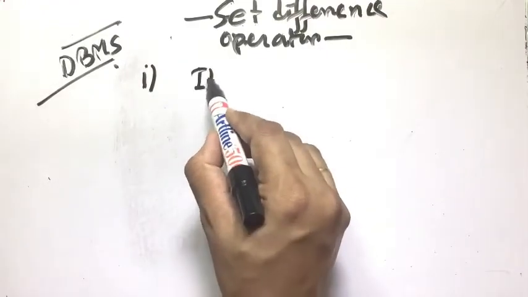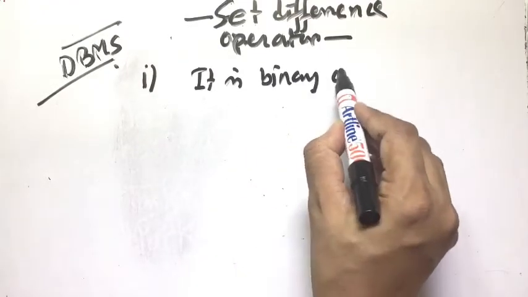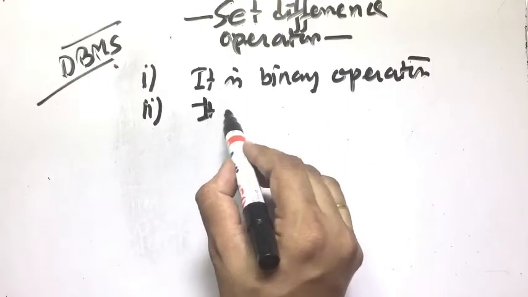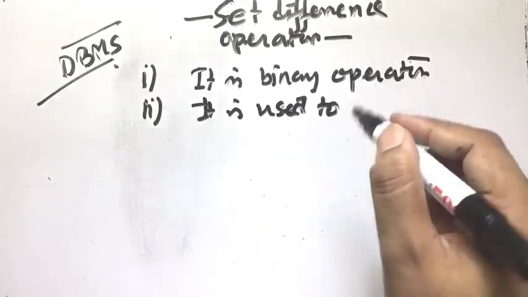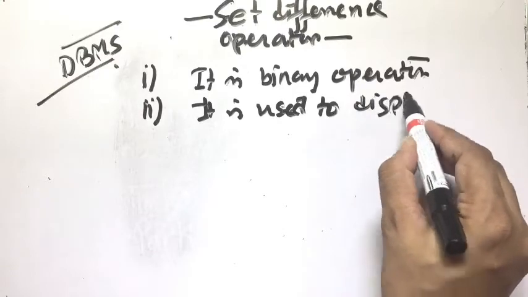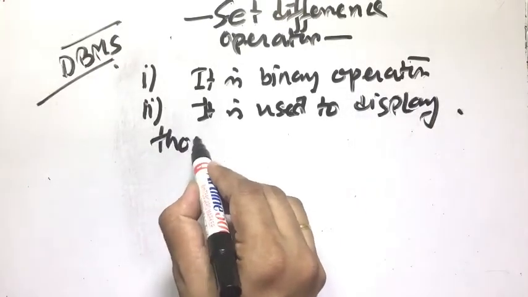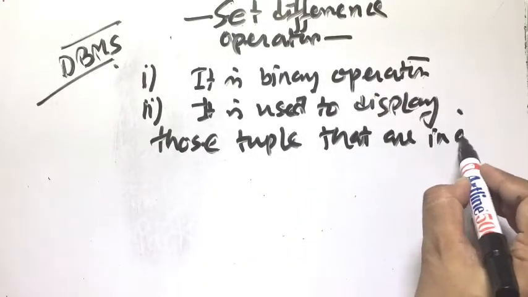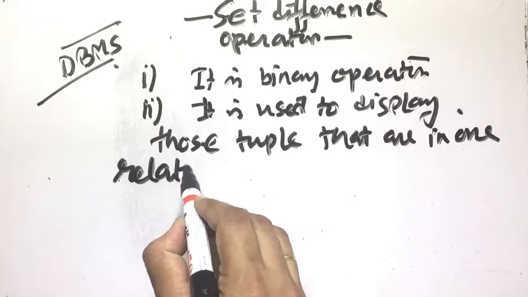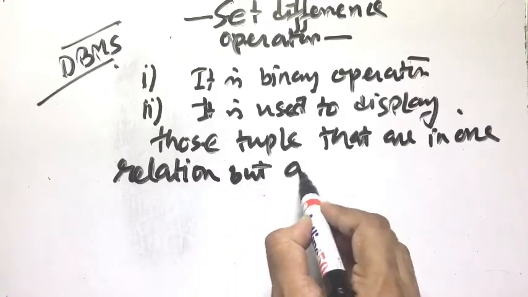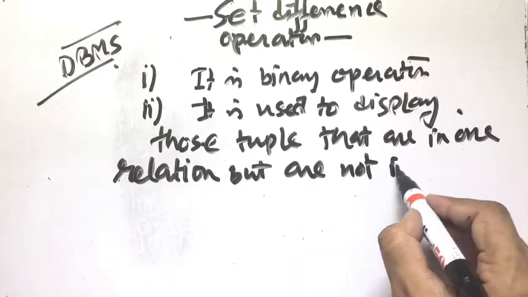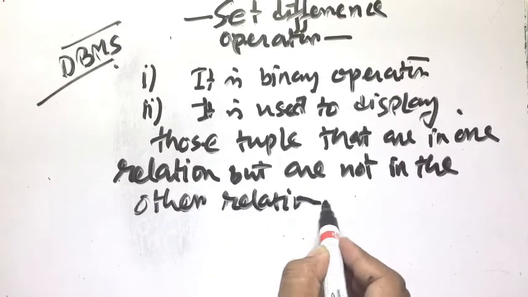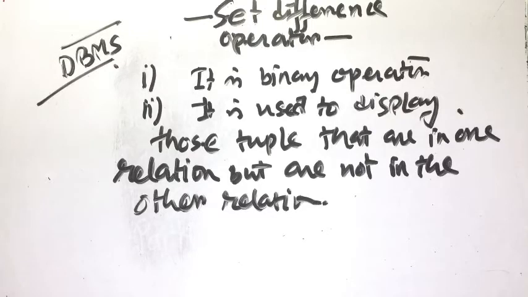First point, it is a binary operator. Number 2, it is used to display those tuples that are in one relation but are not in the other relation.